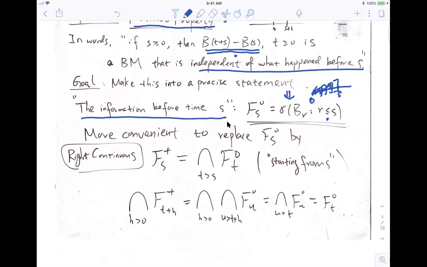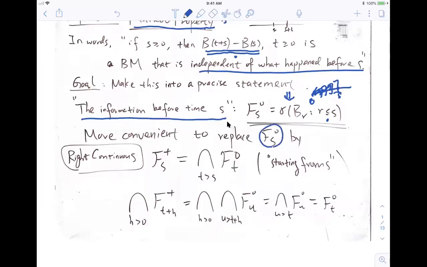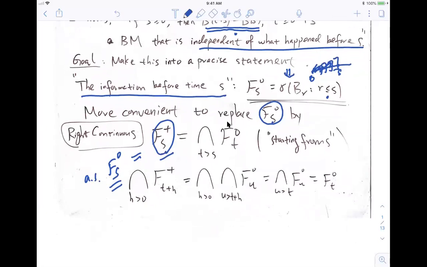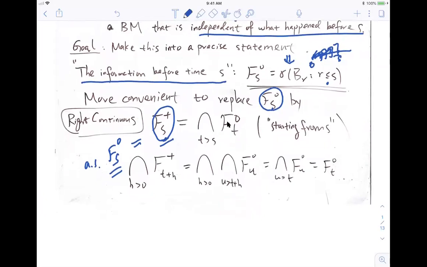So to make this more rigorous, we first replace this very natural choice F_s^0 by a slightly different one. This slightly different one is more or less the same as F_s^0. So this sigma field and that sigma field are more or less the same. If we start from F_s^+, it is easy to establish some facts. For instance, F_s^+ is easy to check to be right continuous.